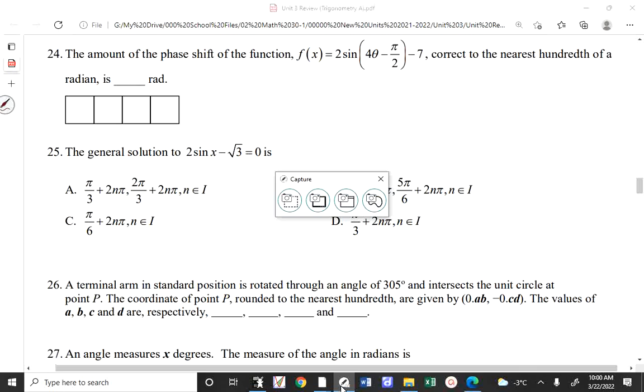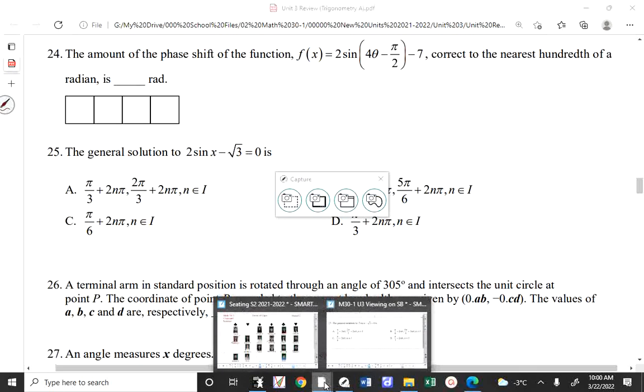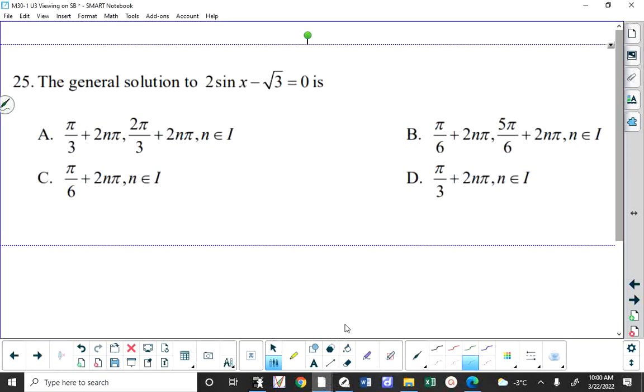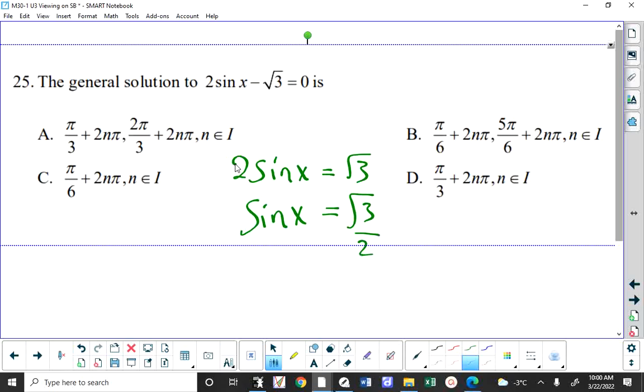This is really a Math 20 problem where you can rearrange this and write 2 sine x equals root 3, which means sine of x equals root 3 over 2. These are exact values, so you ought to be able to find a reference angle if that's your thing, or you ought to be able to use the unit circle if that's your thing, and get the answers very quickly.